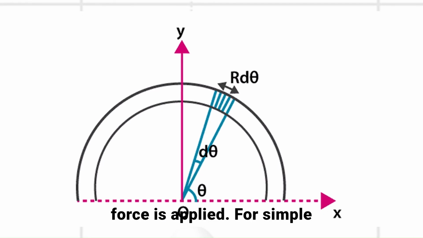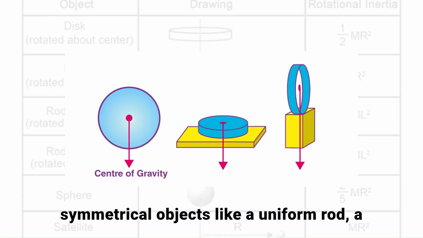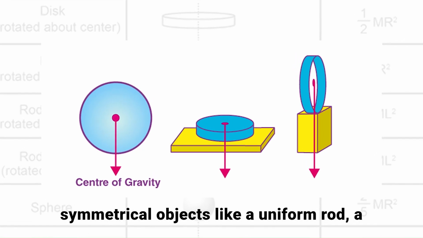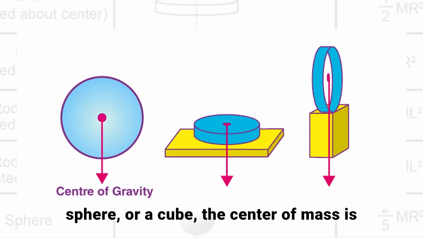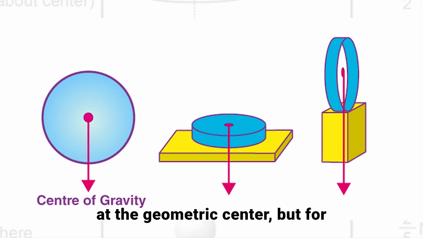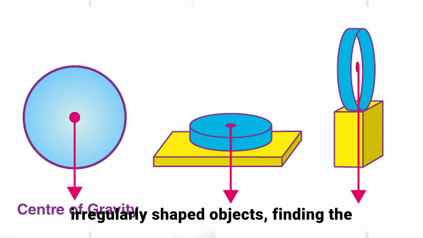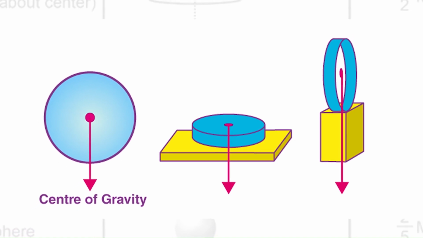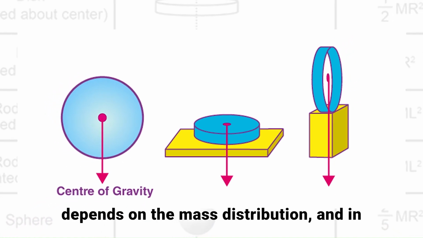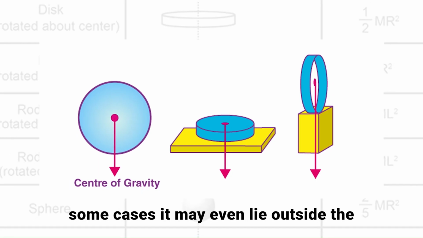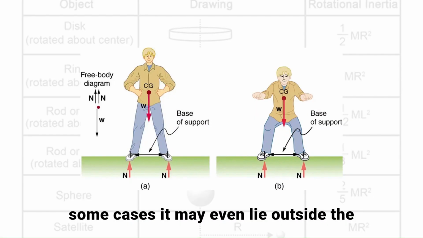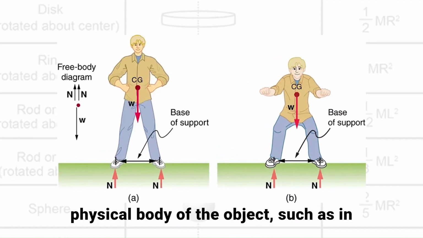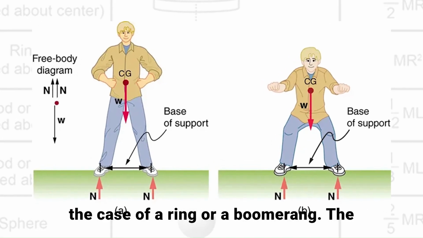When a force is applied, for simple symmetrical objects, like a uniform rod, a sphere, or a cube, the center of mass is at the geometric center. But for irregularly shaped objects, finding the center of mass can be more complex. The position of the center of mass depends on the mass distribution, and in some cases, it may even lie outside the physical body of the object, such as in the case of a ring or a boomerang.